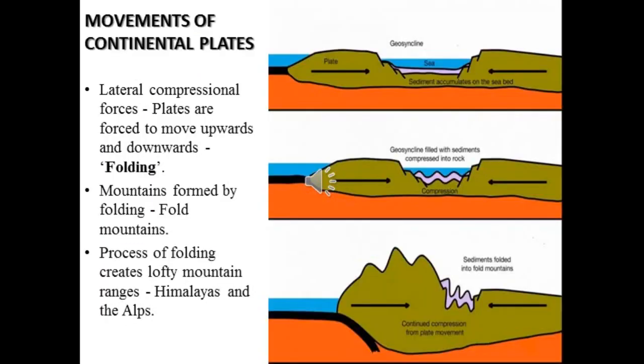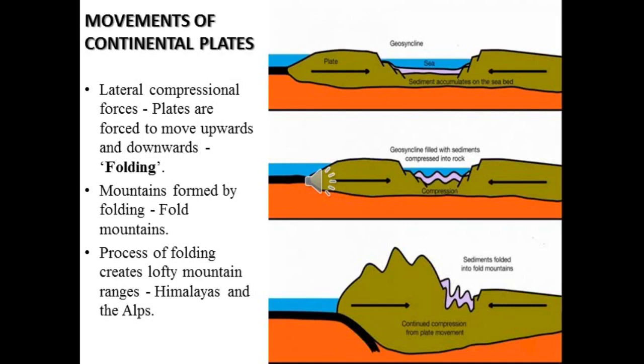Now, movement of continental plates. We saw the plates are moving. The tectonic plates, which float over the mantle, are in constant motion. So what is the reason for the movement of these continental plates? It is nothing but the pressure, the thermal energy that comes out from the earth, due to the lateral compressional forces.